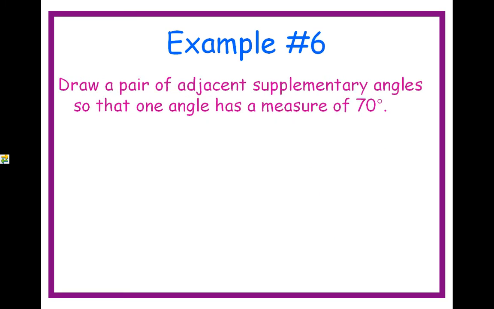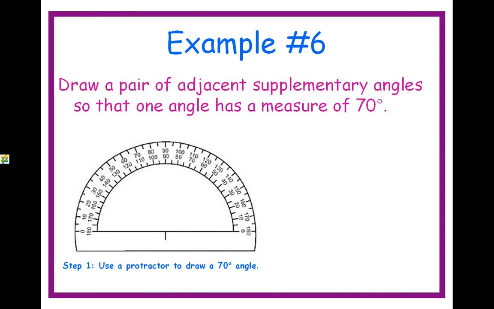Okay, example number 6. Draw a pair of adjacent supplementary angles so that one angle has a measure of 70 degrees. So the first thing you have to do is use a protractor so we can draw that 70-degree angle. Once again, we're going to start at this point here and draw until you get to 70 degrees. And we're looking at the bottom numbers closest to the inner. Alright, so we drew to the 70, and then you extend that line to make it an angle.